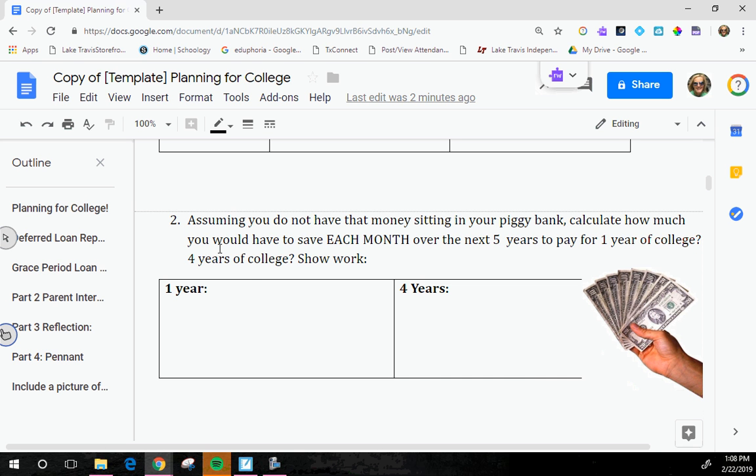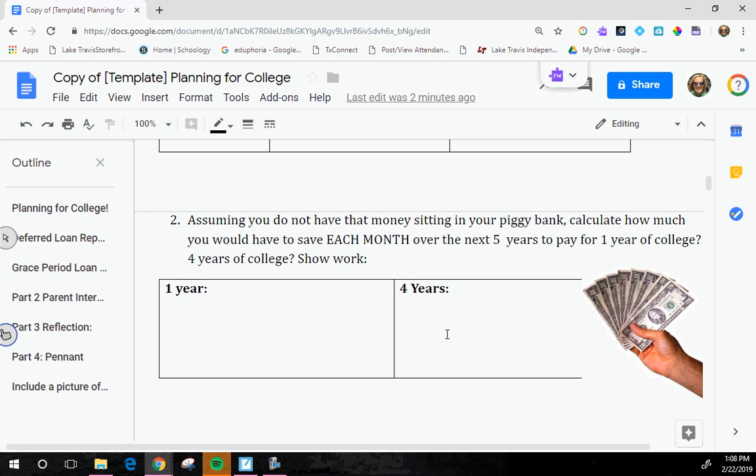Then you're going to come to question number 2, still on part 1. Assuming you do not have that much money sitting in your piggy bank, calculate how much you would have to save each month over the next 5 years to pay for 1 year of college. So we did a scavenger hunt that had questions like that on there. How many months are in 5 years? 60. Okay. So how much will you have to save per month to get through your first year? How much will you have to save per month to get through your 4th year?